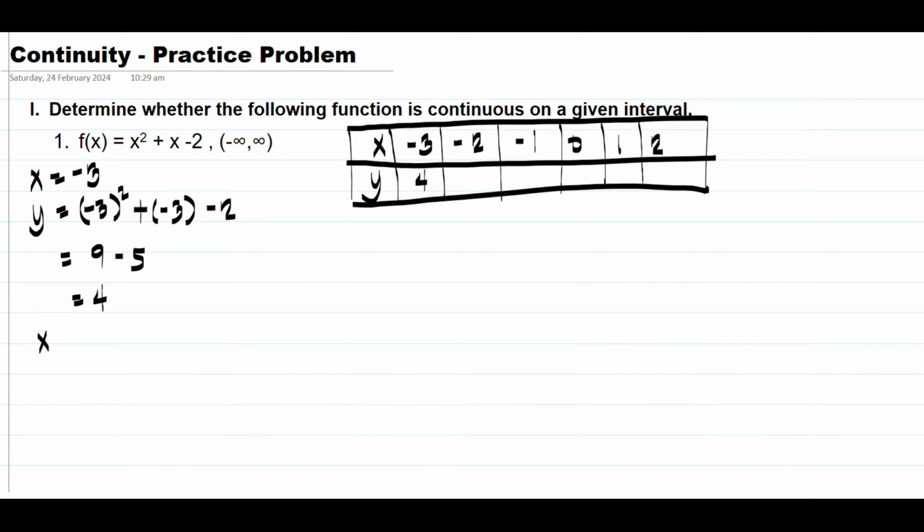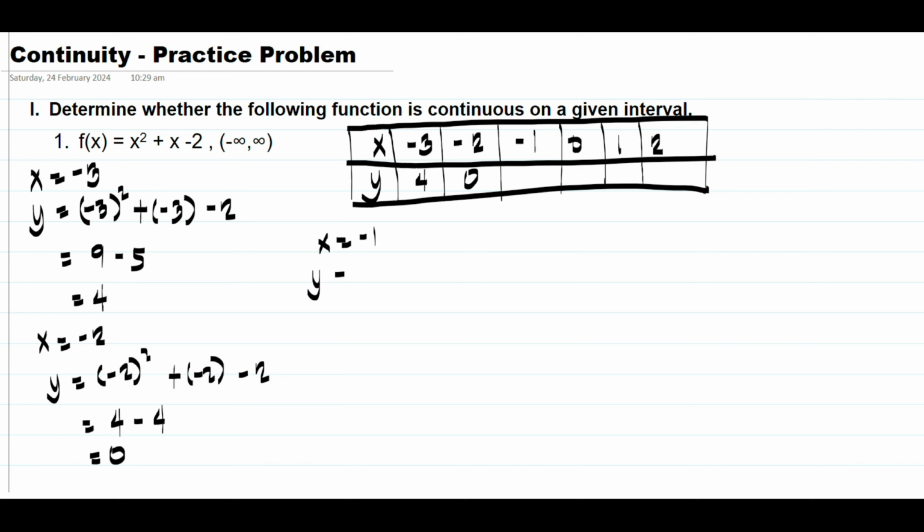And then let us have x equals negative 2. So this will give us y equals negative 2 squared plus negative 2 minus 2. Negative 2 squared, that is 4. Negative 2 minus 2 is negative 4. And 4 minus 4, that is 0. And then let us have x equals negative 1. So we have y equals negative 1 squared plus negative 1 minus 2. Negative 1 squared is positive 1. Negative 1 minus 2 is negative 3. And 1 minus 3 is negative 2.